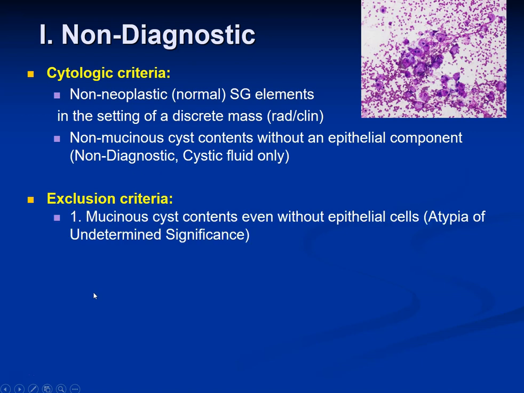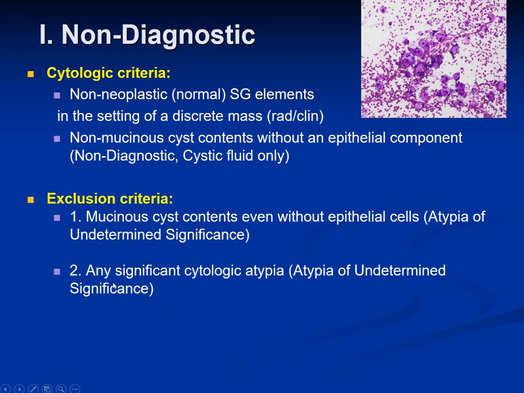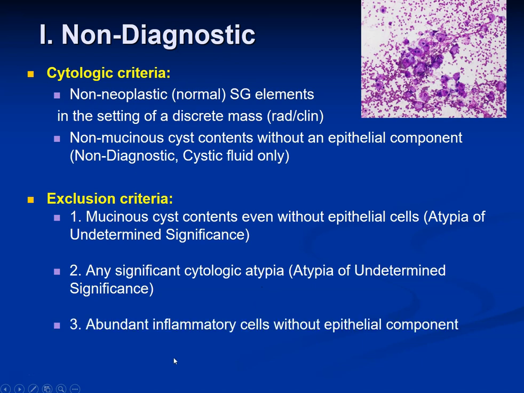Some of the exclusion criteria are if it is a cystic lesion, but we do see mucin. For mucinous cyst contents, even without the presence of epithelial cells, the Milan authors suggest that this actually be categorized as atypia of undetermined significance because of the potential possibility of low-grade mucoepidermoid carcinoma. If there is any significant cytologic atypia, again, this should not be classed as non-diagnostic, but rather go into the AUS category. And if there are abundant inflammatory cells, even without an epithelial component, this can be classed as benign and called an inflammatory lesion.